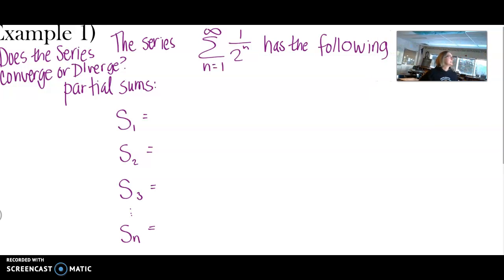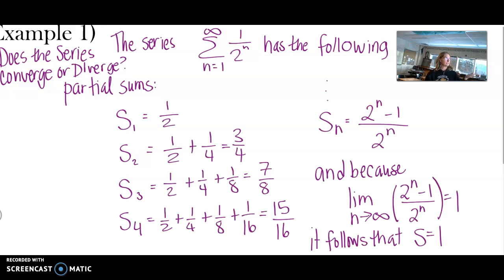Does this series converge or diverge? We're going to look at the partial sums. The sum of the first term is 1/2, and then it's 3/4, 7/8, 15/16. If you follow that pattern, the numerator is always 1 less than the denominator. So the nth term would be (2^n minus 1) over 2^n, and because the limit of that is equal to 1, it follows that the sum of this series is equal to 1.